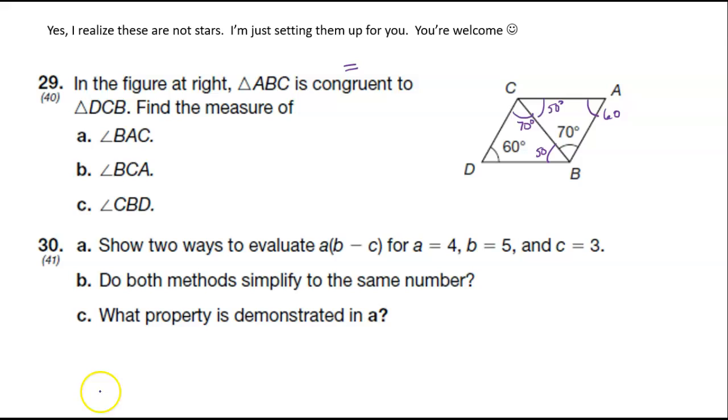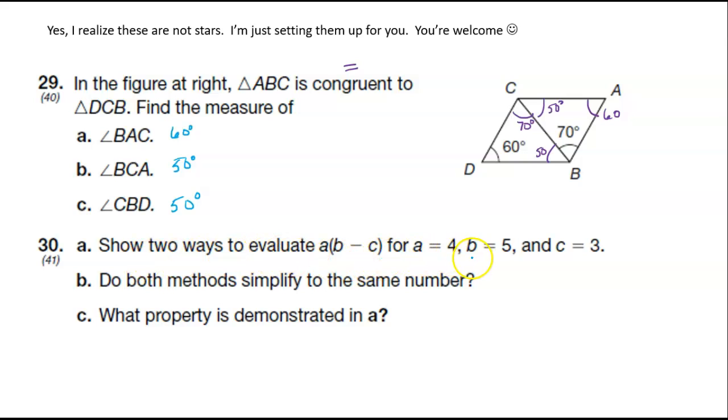Okay, let's see what we got here. Let me change colors. BAC. BAC is 60. BCA, that's 50. And CBD. CBD is 50. All right, show two ways. It looks like it doesn't matter.